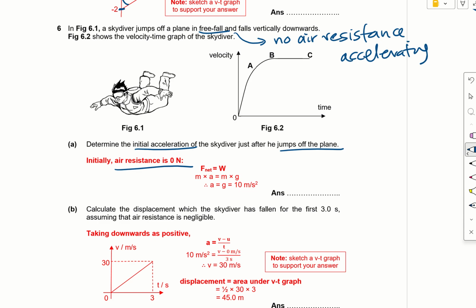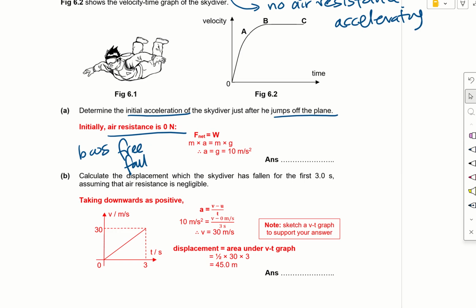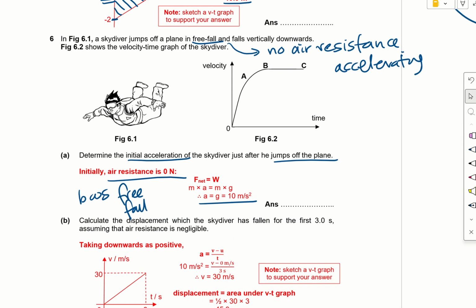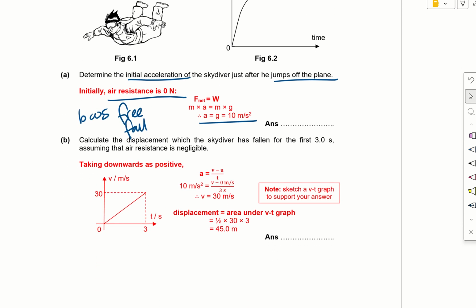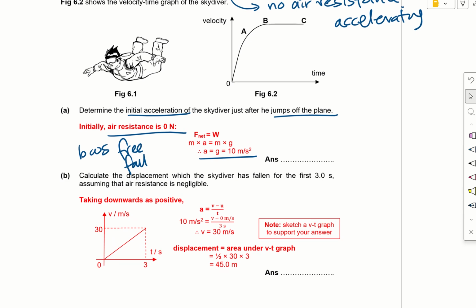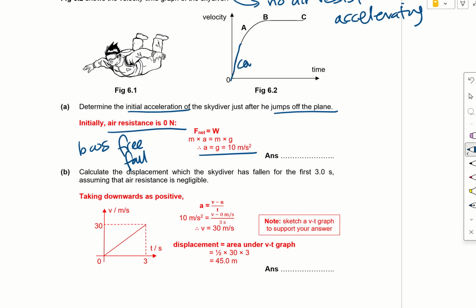Initially air resistance is 0 because free fall. So the only force acting on him is the gravitational force. So F net equals ma. Since the g of Earth given is 10, we use this convenient value. So the acceleration will be 10 meter per second square. So it will have to be a constant gradient of 10.